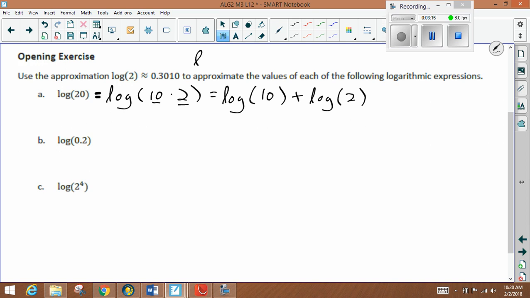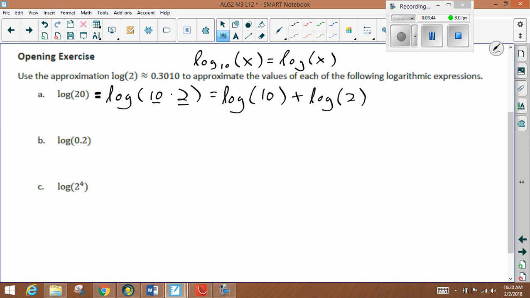Just real quick, log base 10 of x is the same thing as just log of x. So if you don't see a number there in the base, that means that it's log base 10. Just like when you see a radical and there's no number there, it's assumed that it's a square root, right? You know what I mean?